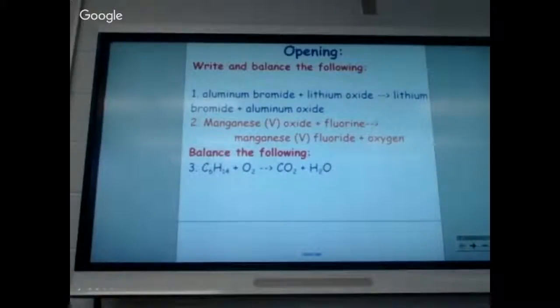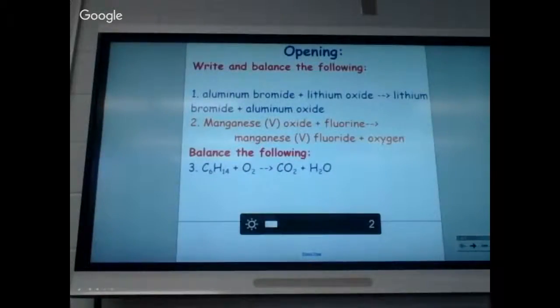All right, so that makes how many H's here? Plus, how many there? So that's how many total. So now we got 4 on the other side. All right. How many O's? How many O's are on the other side?